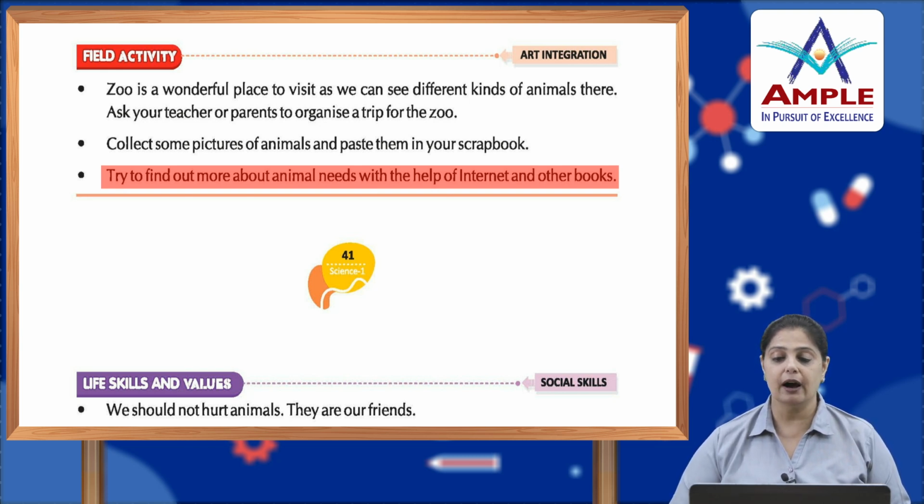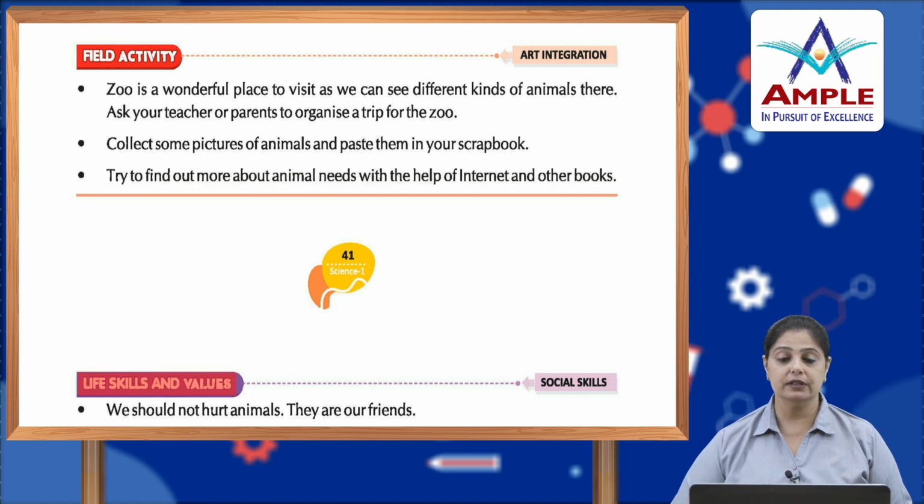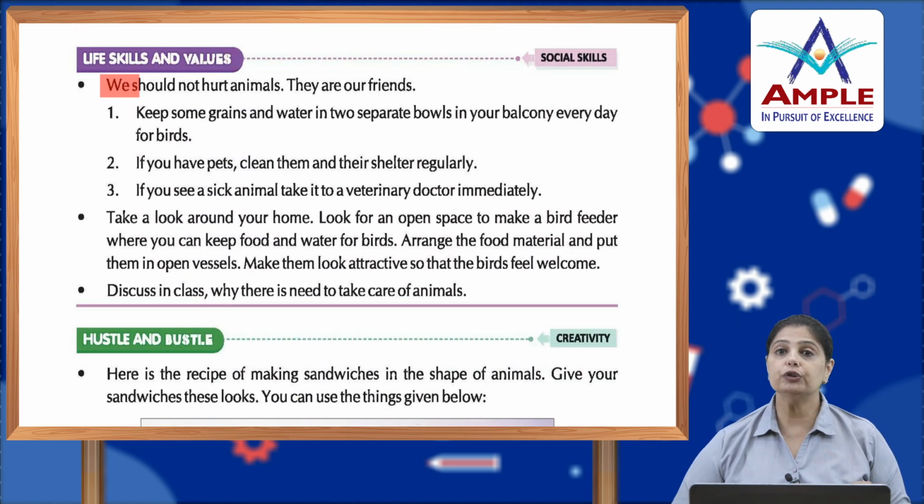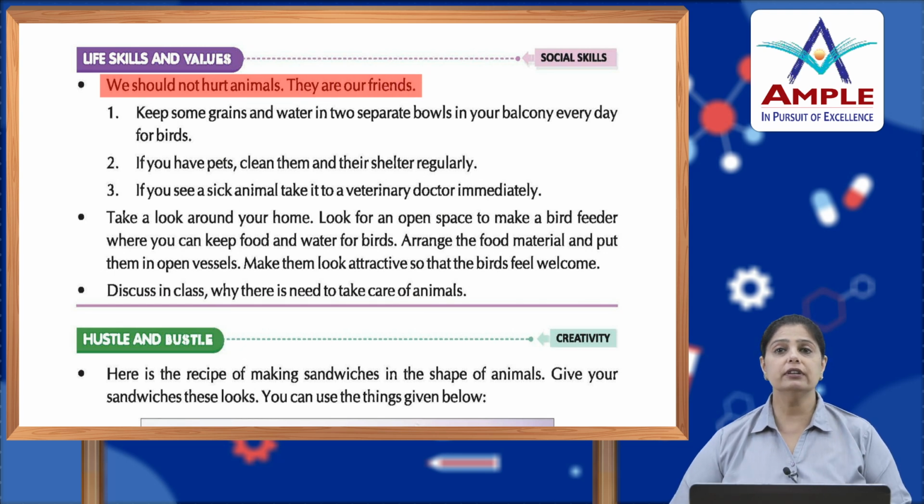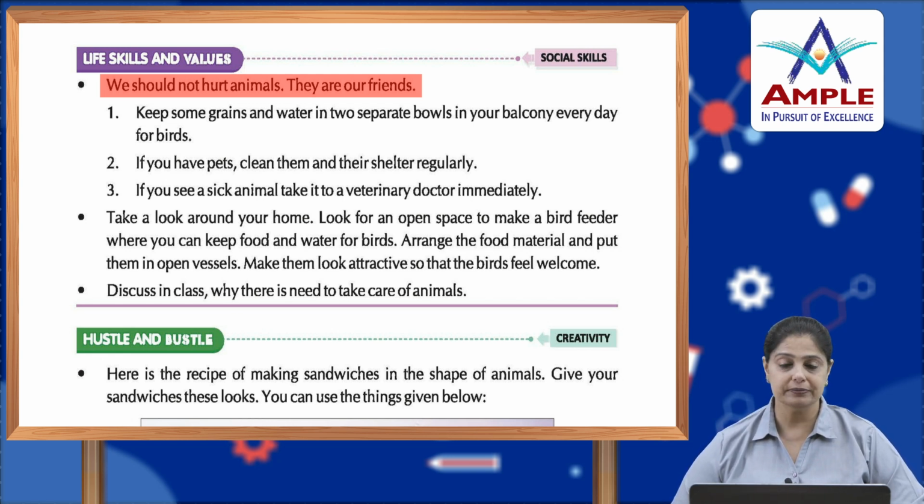All right, now next, life skills and values. Now this is something that we all must follow. It is a very important thing. You should make it a part of your natural living. Nature. We should not hurt animals. They are our friends. So children, when we don't hurt animals, they don't hurt us. When we don't trigger them, they will not harm us.